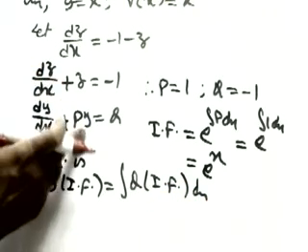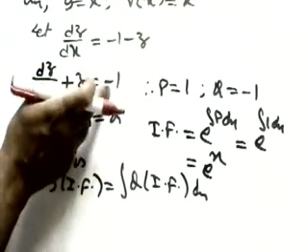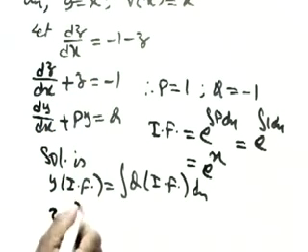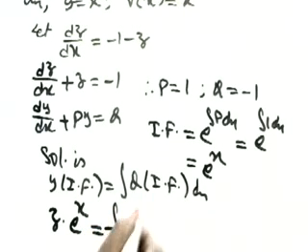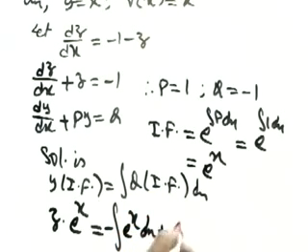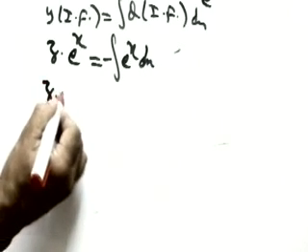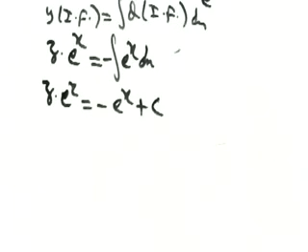But in place of y, you see here we are having z here. When we compare, in place of y, z, in place of p 1, in place of q minus 1. So therefore in place of y you write z into integrating factor e power x equals to integration of q is minus 1, bring out minus 1, into integrating factor e power x dx plus c. So integration of e power x will be e power x. So z into e power x equals to minus e power x plus c.